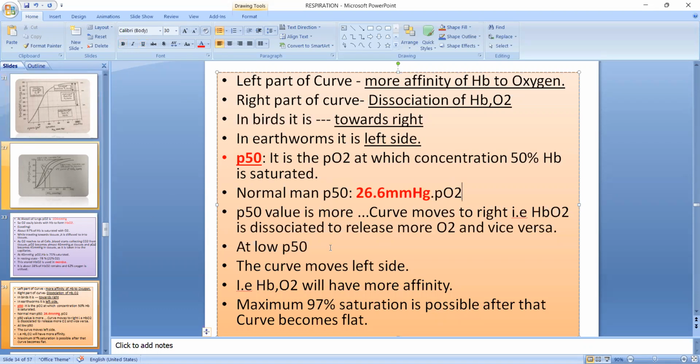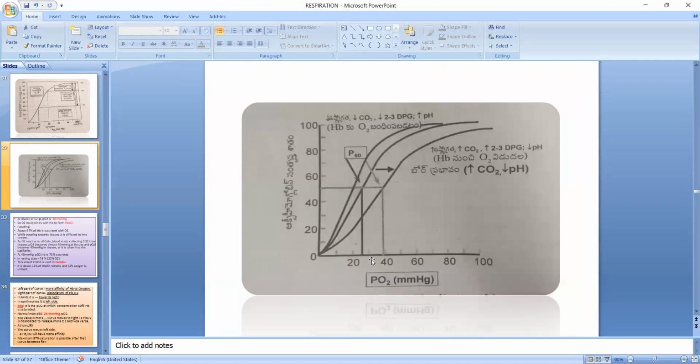Okay, so here anyway, if P50 value is more, the curve moves to right, that is HbO2 is dissociated to release more O2, and if the P50 value is less, the graph will be moved towards left. ఇక్కడ P50 వాల్యూ నార్మల్ కండిషన్ లో ఎంత ఉంది? 26.6 ఉంది. ఓకే, సో ఇక్కడ P50 వాల్యూ ఎంత ఉంది? రైట్ సైడ్ టిల్ట్ అయిన గ్రాఫ్ లో 50 ఎక్కడ ఉంది? ఇక్కడ ఉంది. అంటే P50 value is more here, ఈ రైట్ సైడ్ టిల్ట్ అయిన దానిలో.